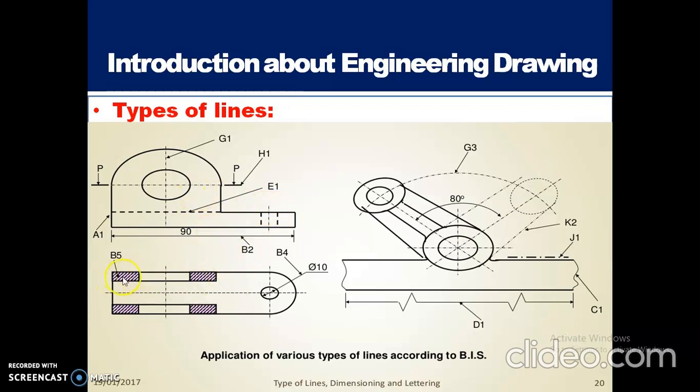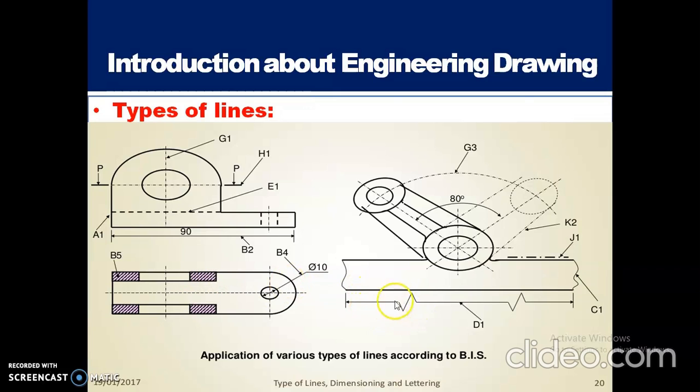Next, these lines are called hatching lines. Hatching lines are used to represent the cutting portion, the cutting section of the object. If you want to represent the cutting section of the object, then we have to use hatching lines. These are called hatching lines. This line is called leader line.